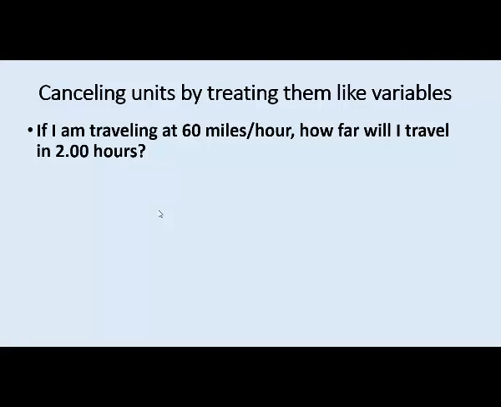So let's write the 60 miles per hour as a fraction. So I have 60 miles over 1 hour. And then if I want to multiply by my 2 hours, I can write that as a fraction if I just put it over 1, and that won't change its value. So I can take 2 hours over 1, and I can multiply that.